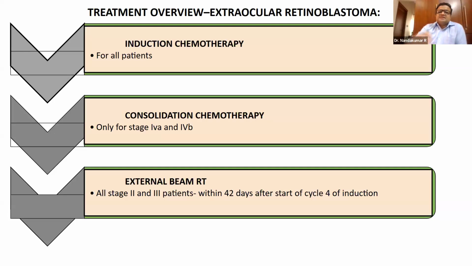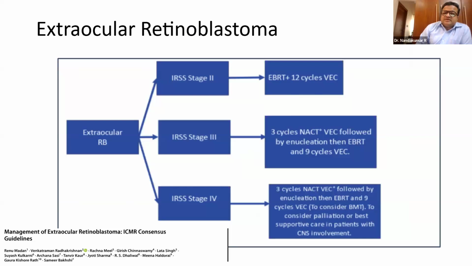Next is your extraocular retinoblastoma. Extraocular retinoblastoma also has the same principle wherein you use chemotherapy with radiation. The number of cycles that we generally recommend is 12 cycles. If you have gross residue, if you have a stage 2, then you can give 12 cycles. Stage 3 also you give 12 cycles. However, you try an NACT, try to reduce it, then plan for surgery.